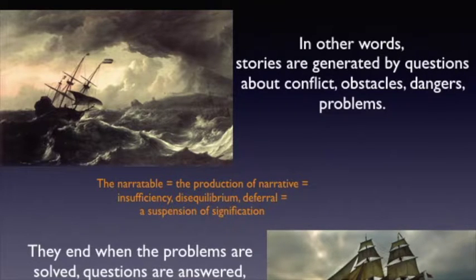Some of the ways he talks about the narratable are abstract. He says, for instance, that disequilibrium is narratable. That's just another way of saying that there's been a disruption of the ordinary world, that things are thrown off balance, and that narratives tend to want to restore balance.